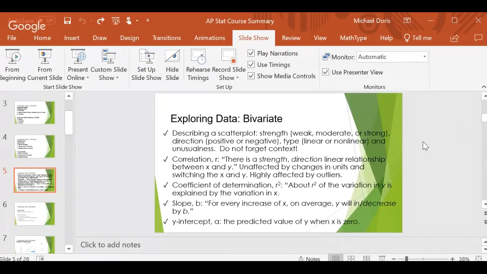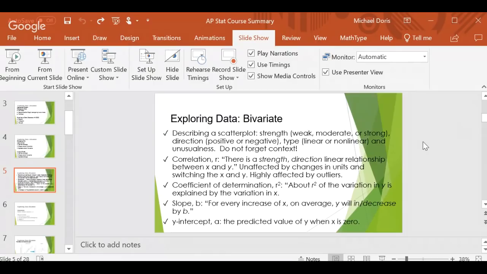So a couple facts about R that might come up in the multiple choice questions is that it's unaffected by changes in units. So if I convert from inches to feet, the correlation stays the same. Remember, the line of best fit would change, but how related they are won't change. If you switch X and Y, the correlation stays the same. And because you calculate R with means, it's highly affected by outliers, just like the mean is.